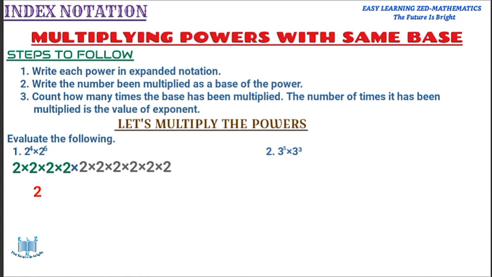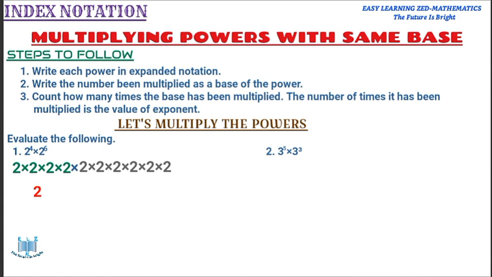Then we go to the third step, which is to count how many times the base has been multiplied. So when you count the 2's which are in green, they are 4, and those which are in gray, they are 6. So when you count all of them together, they will give us 10. They are 10 altogether.